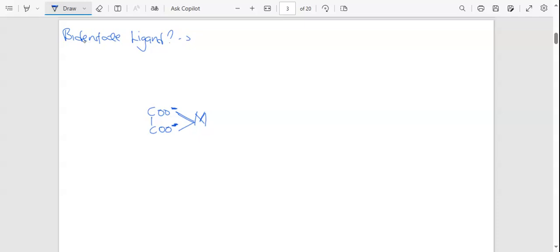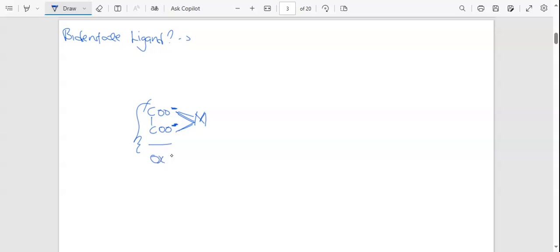So dentate simply means those things that go to the what? To the metal. All right. We can say the lines that go to the metal. So in this case it is a bidentate ligand. Meaning there are two which are binding to the central metal ion, and that's what we call a bidentate ligand. So for this case, this is called oxalate.